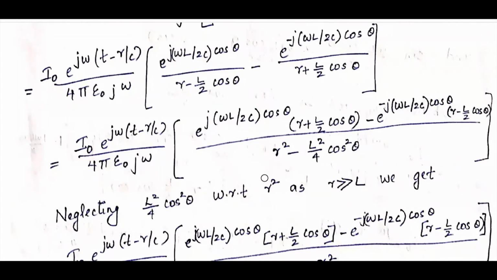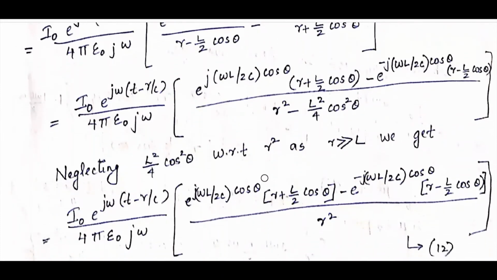So this becomes I naught into e raised to j omega of (t minus R by c) divided by 4 pi epsilon naught j omega. So this will become e raised to j omega L by 2c into cos theta into (R plus L by 2 into cos theta) minus e raised to minus j omega L by 2c into cos theta into (R minus L by 2 cos theta), and this term will be neglected, so that directly becomes R squared.